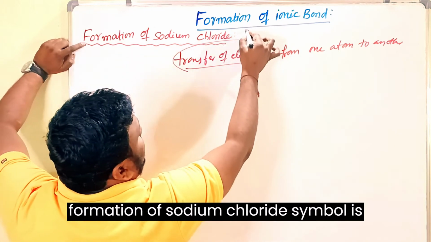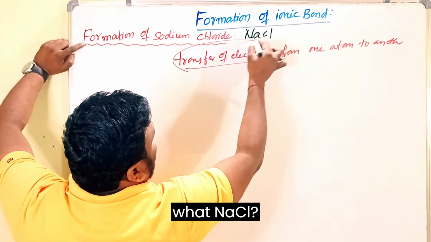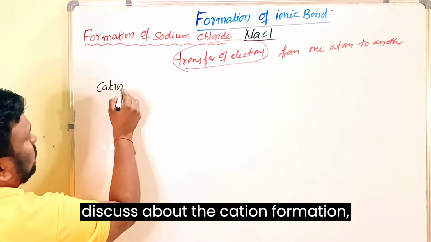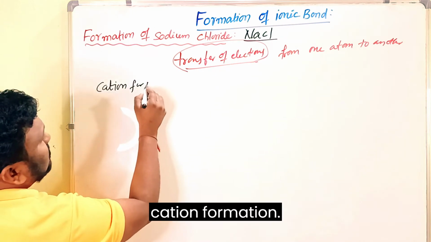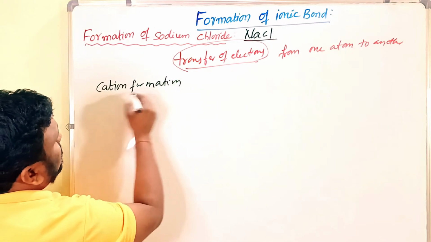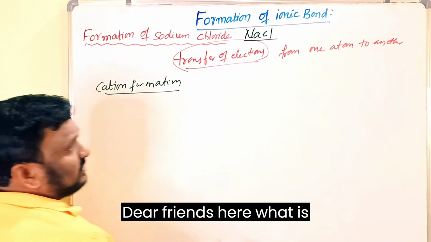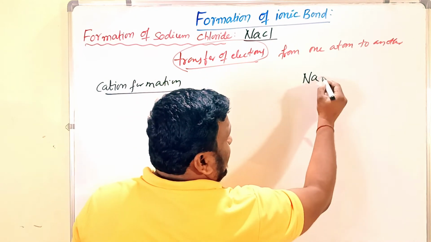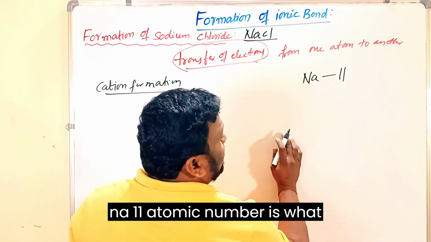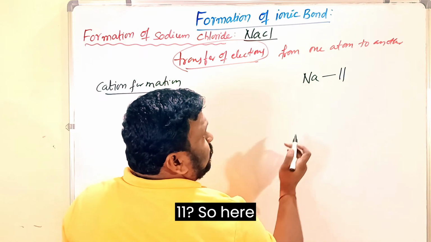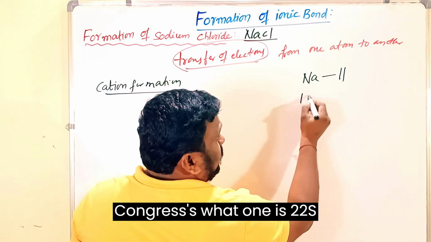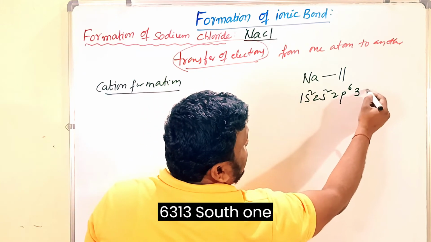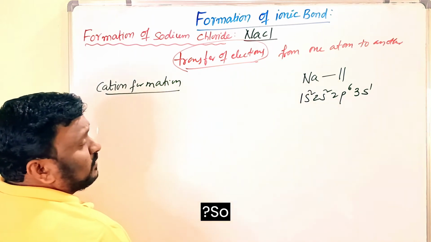Let's discuss the formation of sodium chloride. The symbol is what? NaCl. The first thing we want to discuss is the cation formation. Dear students, what is Na? Na is sodium, Na 11. Atomic number is what? 11. So the configuration is what? 1s2, 2s2, 2p6, 3s1.